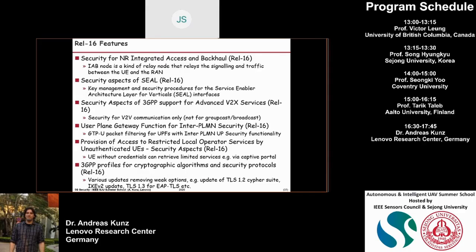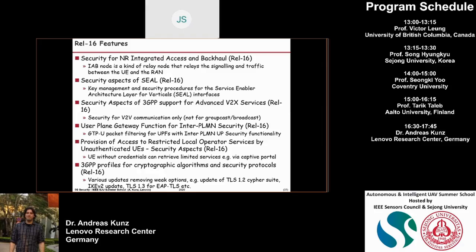There's also the security for the new radio integrated access and backhaul, and this is called IAB. This IAB node is a kind of relay node and is relaying the signaling and traffic between the UE and the RAN. We have the security aspects of the service enabler architecture layer for verticals, which is an application layer. And here we provided some key management and security procedures.